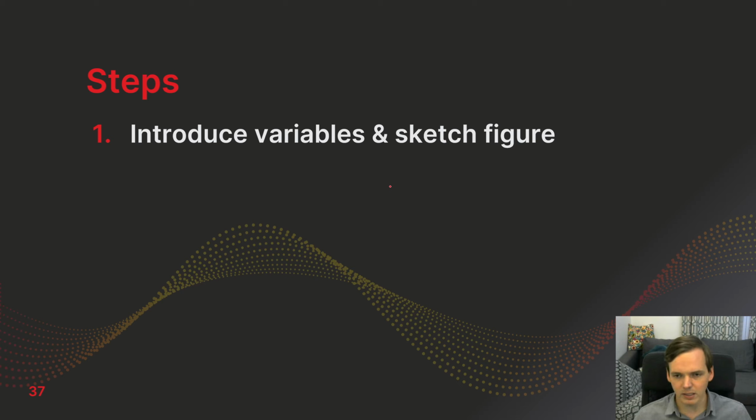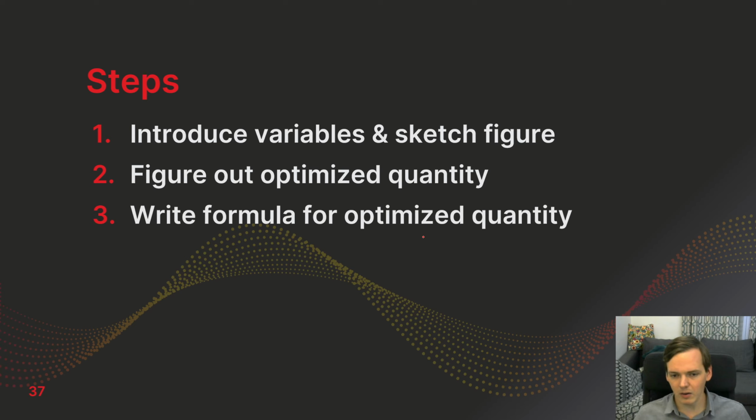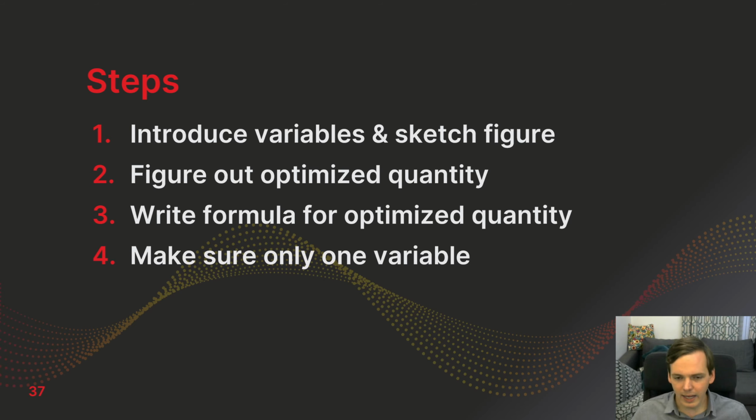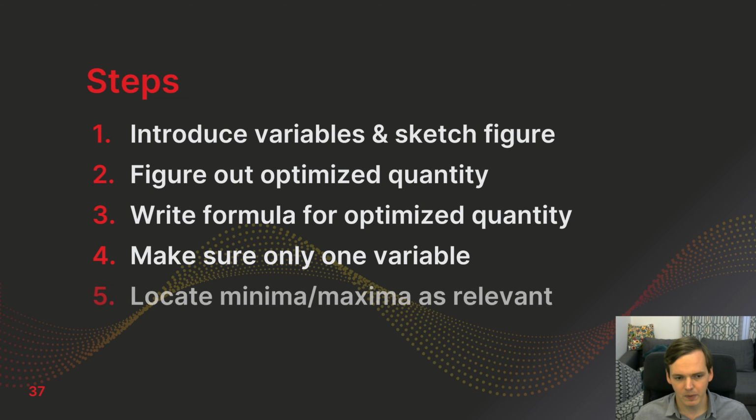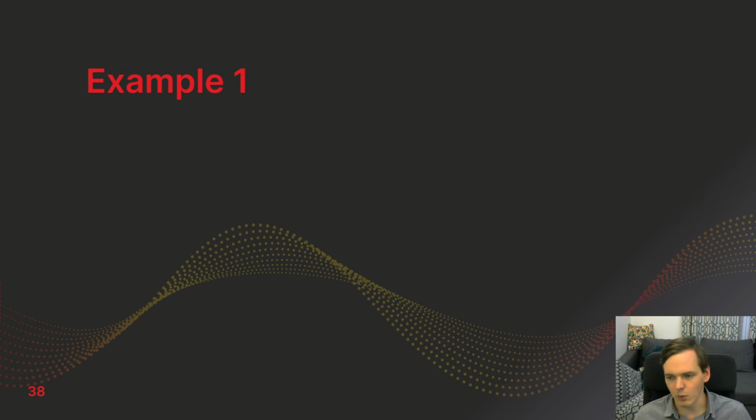if relevant, create a sketch or a way to represent how those variables are related. Then you're going to figure out which of the variables is the one you're trying to optimize. Then you're going to write a formula for that quantity in terms of the other variables. And if you need to, you'll substitute and rearrange so you've got it in terms of one variable. Then you're going to locate the minima or the maxima as relevant, and that's the process.